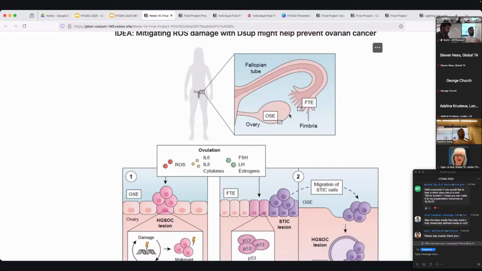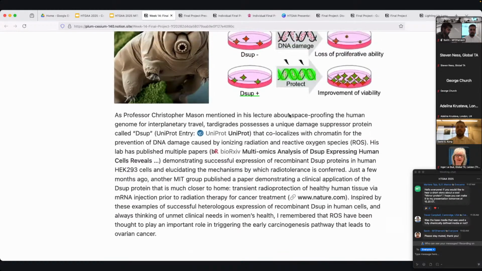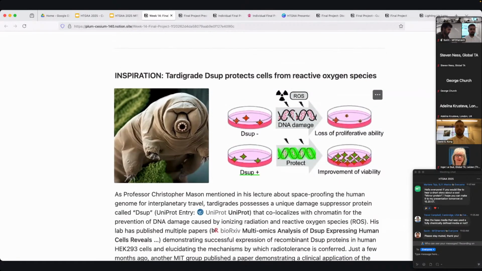So thinking about strategies for mediating this reactive oxygen species mediated damage has become really interesting. When we had Chris Mason come in and give a lecture about expressing the tardigrade damage suppressor protein in human cells, that was really interesting to me, because the DSUP protein, which is short for damage suppressor, actually prevents reactive oxygen species mediated DNA damage, I think mostly due to changing chromatin accessibility.